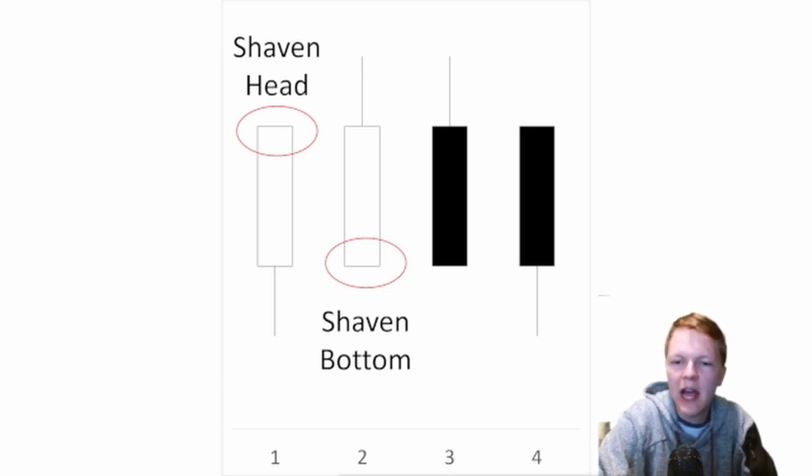The fourth and last candle is black with a shaven top. This means that the highest price of the day was at the open. This is bearish for the opposite reason that the second candle is bullish. The bulls were never able to bring the price above the open.